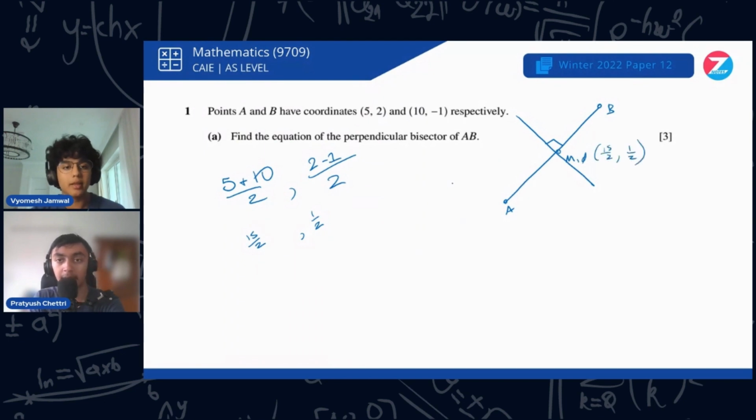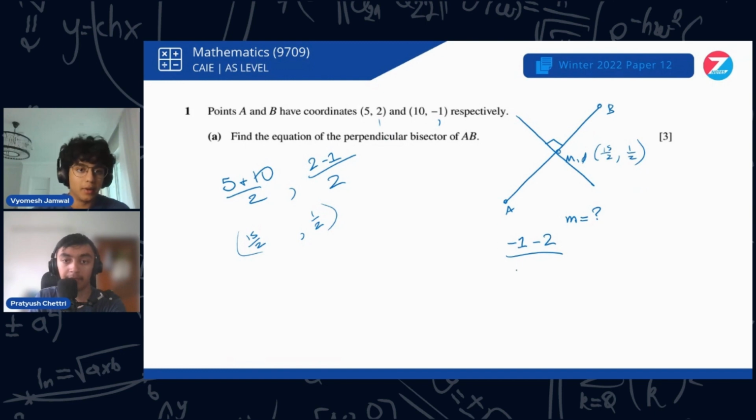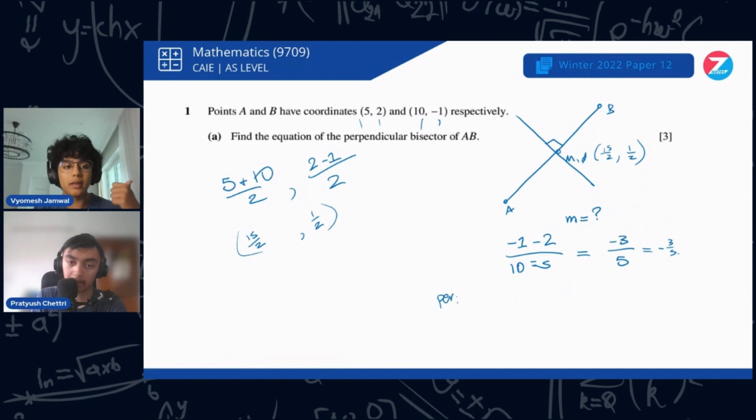Yeah. And now what we have to do is, first of all, find the gradient of AB. So later we could find the perpendicular gradient. So for the gradient of AB, it's going to be y2 minus y1, which is minus 1 minus 2, divided by x2 minus x1, which will be 10 minus 5. And that will give us negative 3 divided by 5. And then again, remembering what we used to do before to find the gradient that is perpendicular, we flip it and we change the sign. So it's just going to be 5 upon 3.